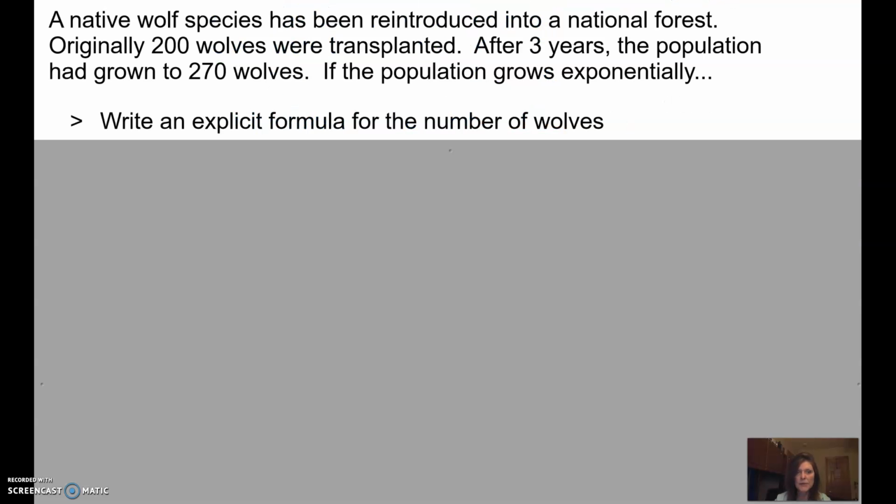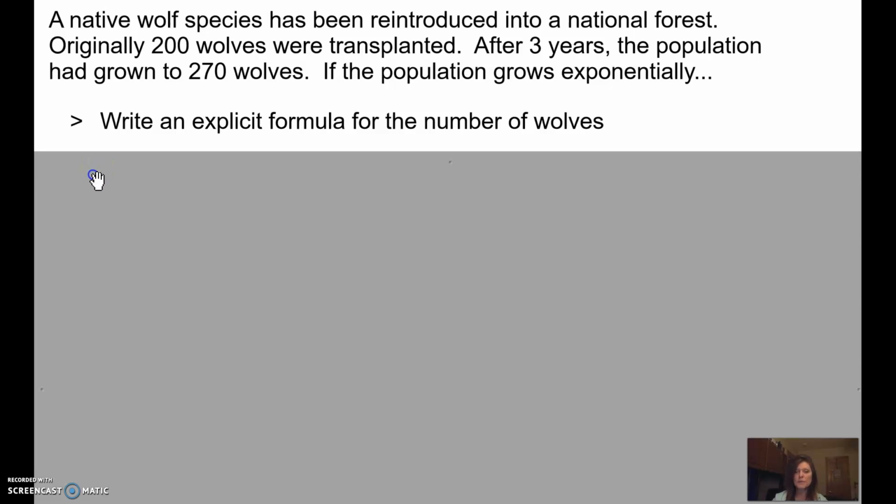Let's take a look at another. This one's going to require a little bit more work ahead of time. So it says a native wolf species has been reintroduced into a national forest. Originally, there were 200 wolves transplanted. After 3 years, the population had grown to 270 wolves. So we're going to assume that the population grows exponentially, and they want us to write an explicit formula.